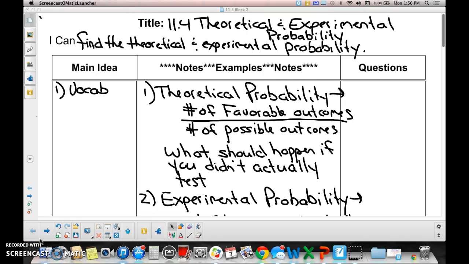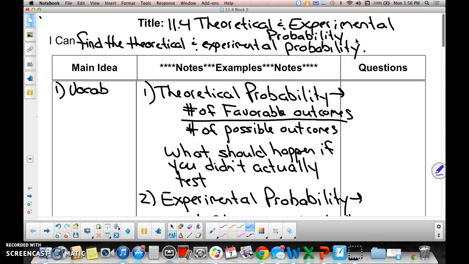Anna, what is the title of our lesson today? 11.4 Theoretical. And then we did add on odds, right? Not quite sure why that's not in the title, but it is now. So go ahead and add that to your title. We now can find the theoretical and experimental probability of almost anything, as well as the odds.